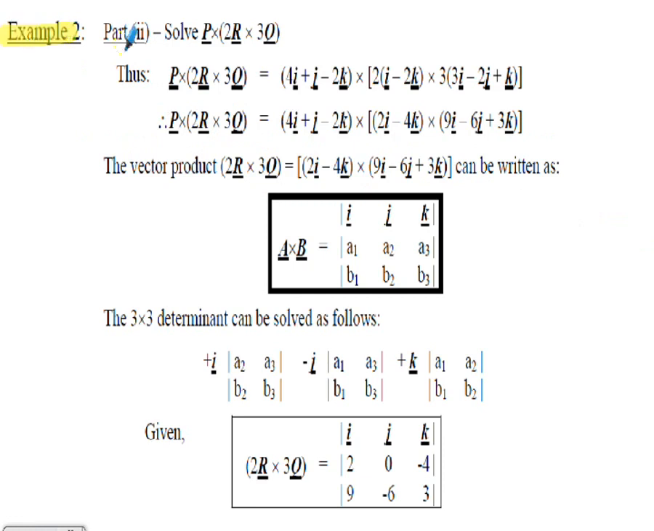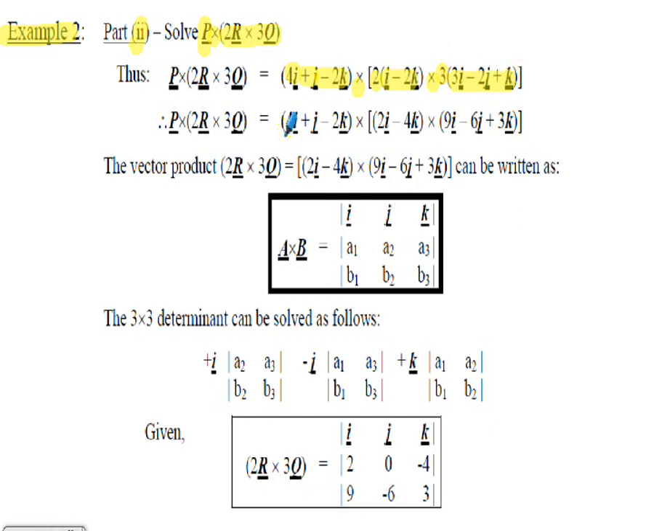So example 2, part 2 solution. We're asked to solve vector p crossed with, in brackets, 2r multiplied by 3q. We're given in the question that vector p is 4i plus j minus 2k, and we're going to cross this with the bracketed term there, 2 times r, and vector r was given as i take away 2k, and we're multiplying that by 3 times vector q, which was 3i minus 2j plus k.